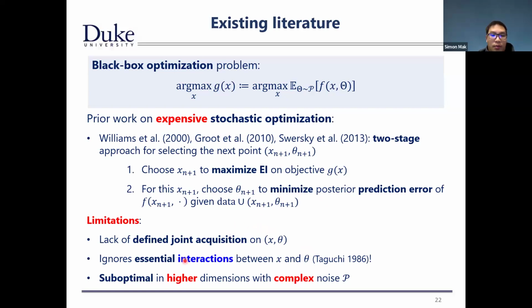I'll talk a little bit about how interactions are actually quite important here. Just a quick comment: suppose f of x and theta does not have any interactions. Then this problem becomes trivial, because we don't have to worry about how the noise varies if there are no interactions. So interactions between x and theta are actually quite essential for solving this stochastic optimization problem, and these methods really do ignore it. We'll see that these methods give us suboptimal performance, particularly in higher dimensional problems with more complex noise distributions.